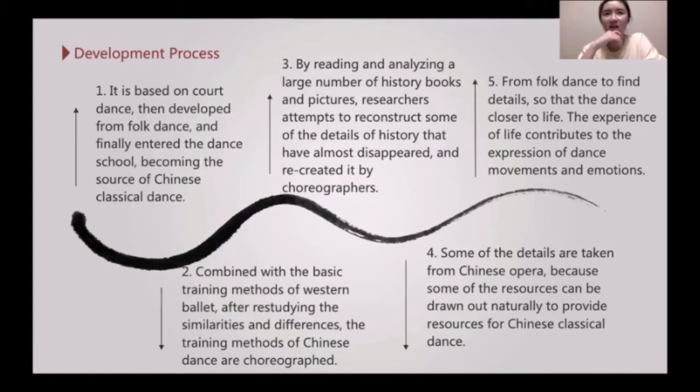There's a saying in China that dances come from our life. So all of the movement comes from our lives, right? This experience of life contributes a lot to the expression of dance movements and emotions. So those 5 stages are really the main process of the development of Chinese classical dance. Hope it can help you to make more sense of it.